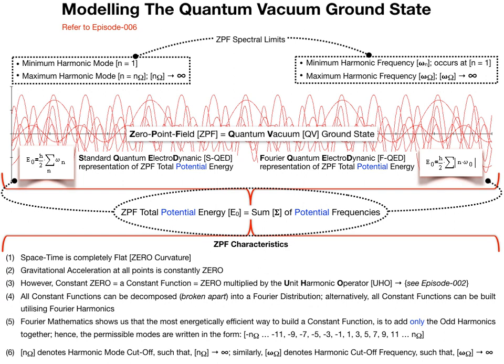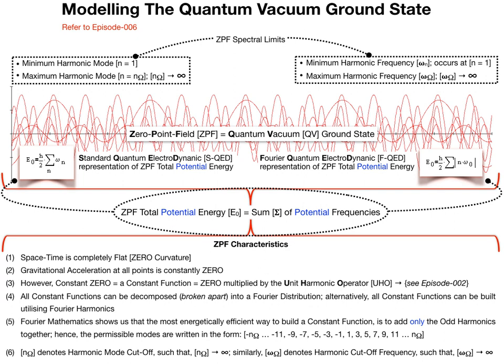Because we consider the zero-point field to be a dark reservoir of quantum potential energy, it has no observable physical structure. Hence, we are required to assign a mathematical structure to it, in order to describe it. To be consistent with previous episodes, we shall describe the zero-point field as possessing the spectral characteristics of a Fourier distribution.